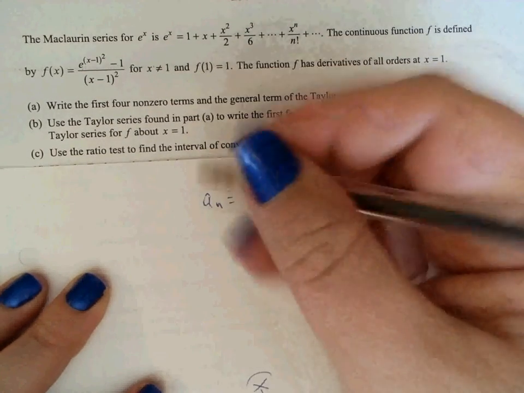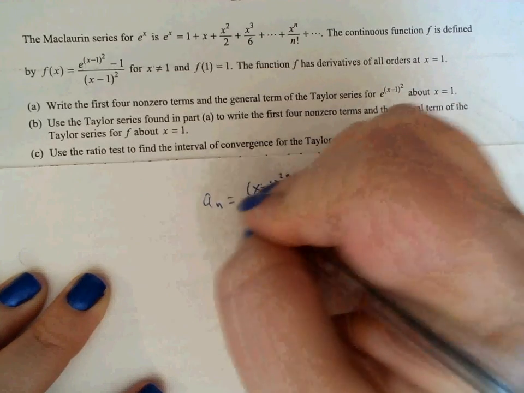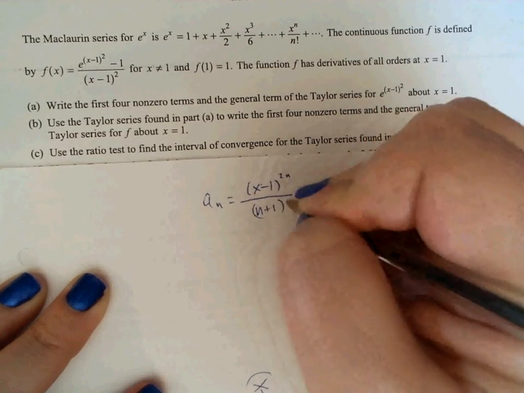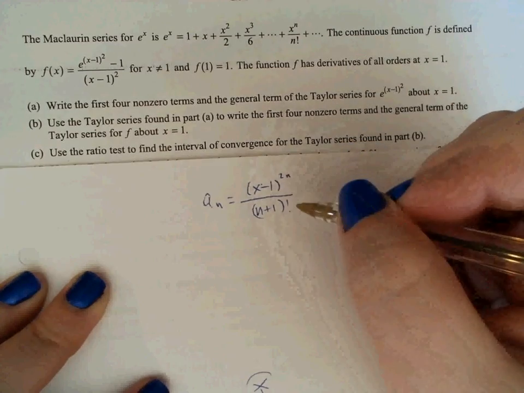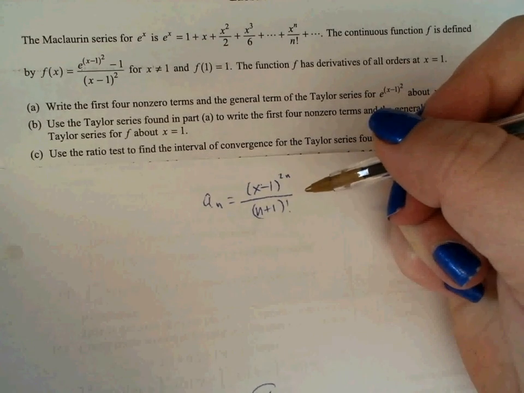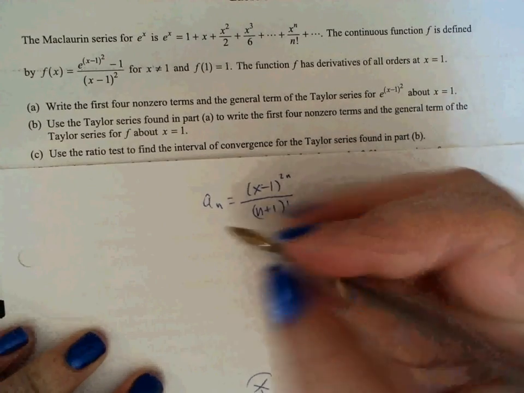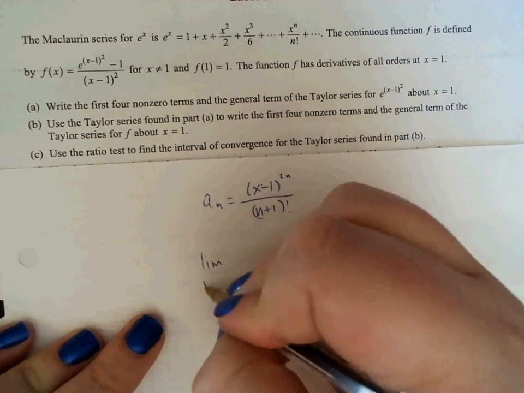Use the ratio test. Use the general term found in part B. Okay, so a sub n equaled (x minus 1)^(2n) over (n plus 1) factorial. Now, if you'd gotten the general term wrong, then you would have just used whatever you had come up with, and you would have just gone with it.